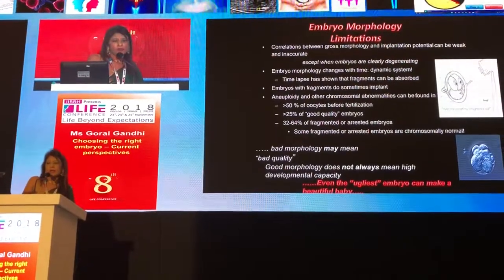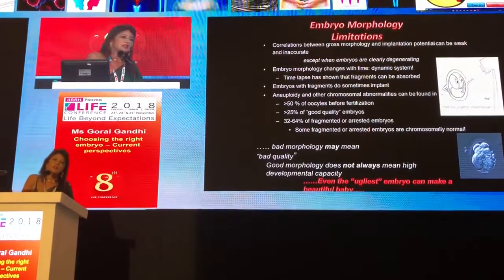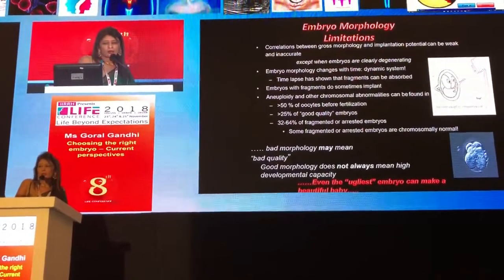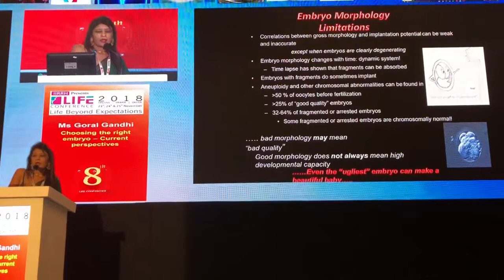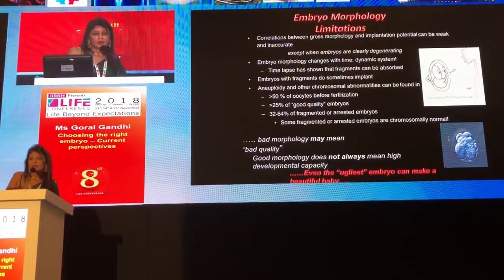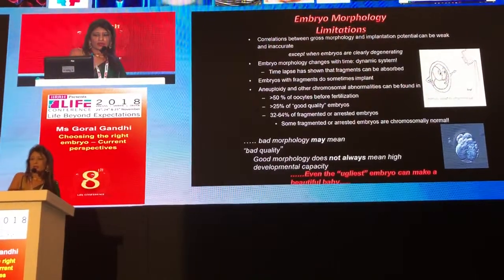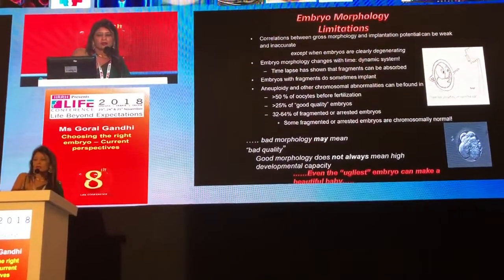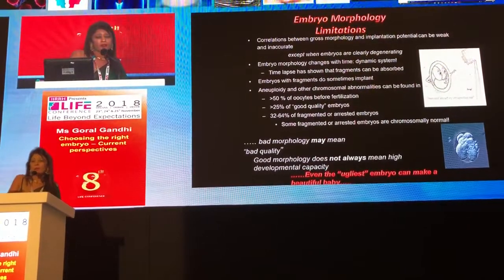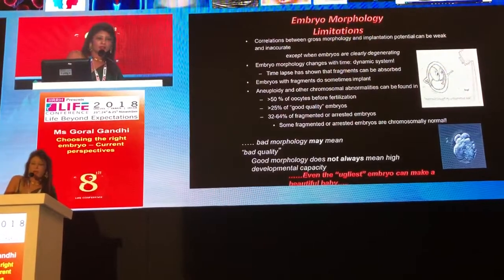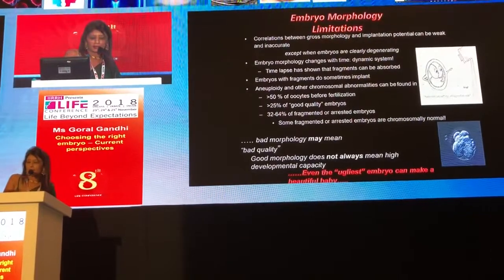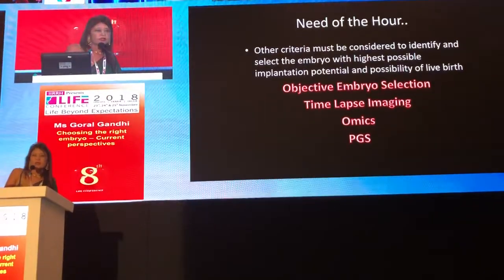Another thing that we must bear in mind is that embryo morphology changes with time. It is a dynamic system. Time-lapse has shown us now that fragments can be absorbed. We also know that embryos with fragments do sometimes implant. The PGS studies have now shown us that aneuploidy can be seen in so many grade A embryos. So, bad morphology may mean that the quality of the embryo is bad, but good morphology does not always mean high developmental capacity. So what is the need of the hour?